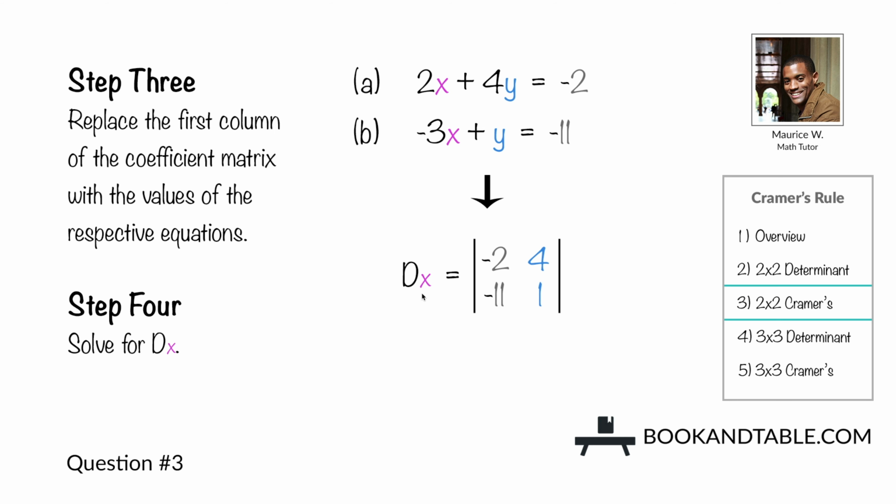So we multiply negative 2 times 1, and then subtract the product of negative 11 times 4, giving us negative 2 times 1, which is negative 2, minus negative 11 times 4, which is negative 44. Negative 2 minus negative 44 is equivalent to negative 2 plus 44. And negative 2 plus 44 shows us that dx is equal to 42.